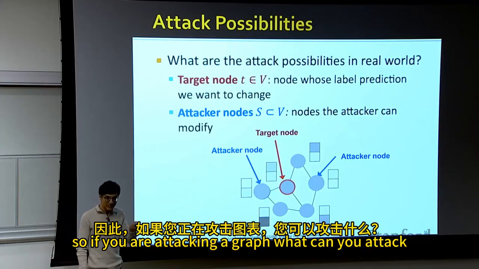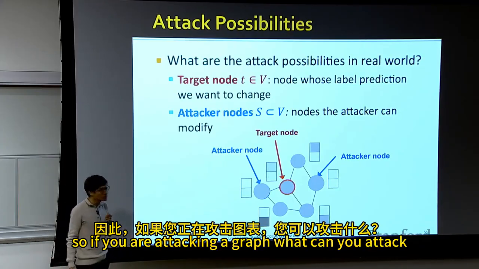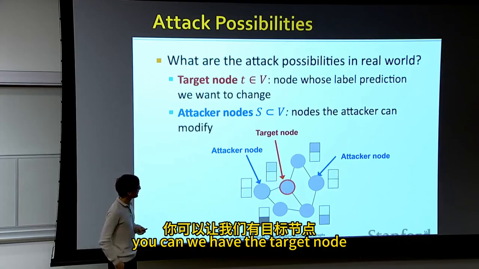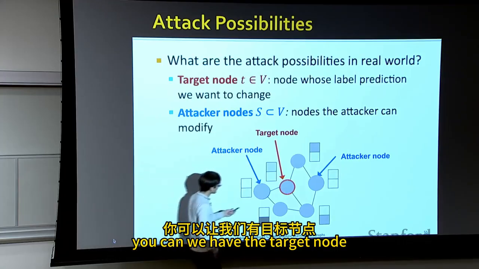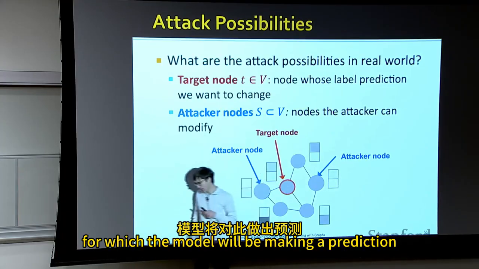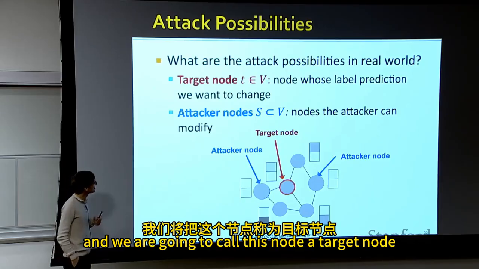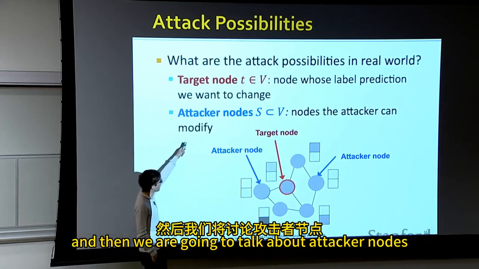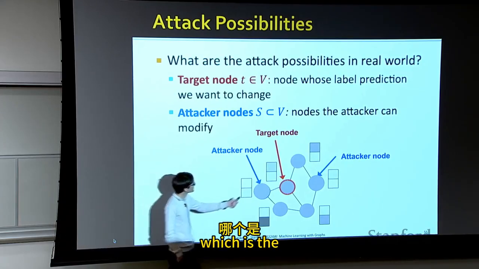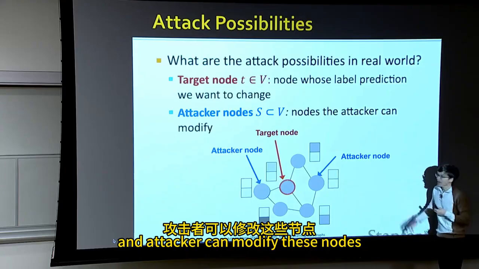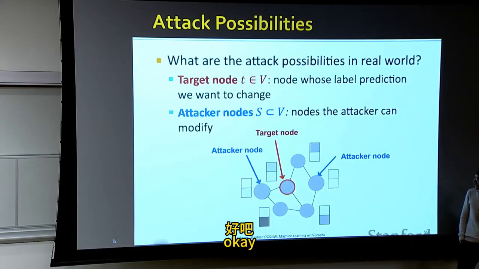So if you are attacking a graph, what can you attack? We have the target node. This is the node for which the model will be making a prediction. And we are going to call this node a target node. And then we are going to talk about attacker nodes, which are the nodes to which the attacker has access, and the attacker can modify these nodes. Okay? That's the idea.